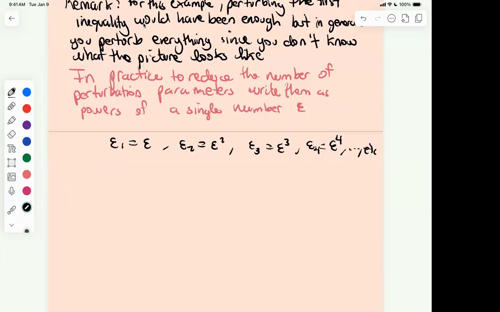And so that is good to have around. But at least from an algebraic point of view, it does make your life easier, because now you just have to worry about a single parameter instead of many different ones. So in this case, we just use epsilon and epsilon squared with this idea.